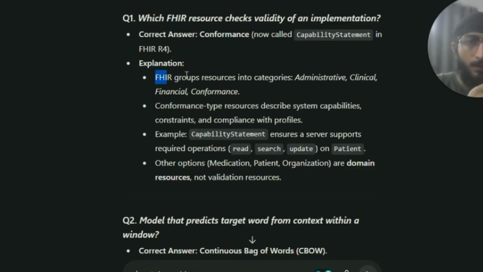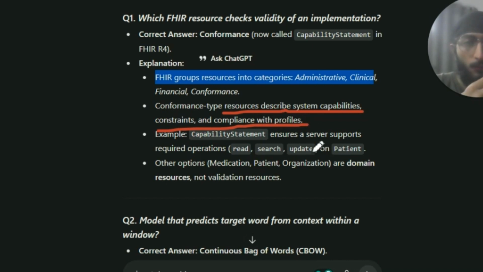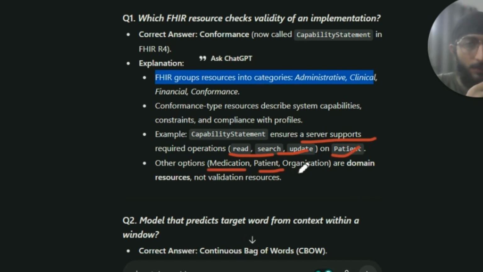So basically, FHIR groups resources into categories: administrative, clinical, financial, conformance. Conformance type resources describe system capabilities, constraints, and compliance with profiles. For example, a capability statement ensures a server supports required operations like read, search, update on patient. Other options like medication, patient, organization are domain resources, not validation resources.